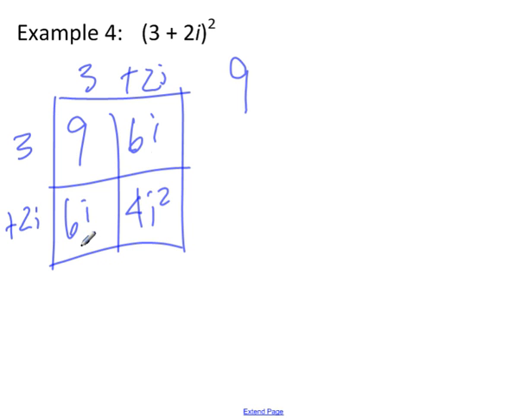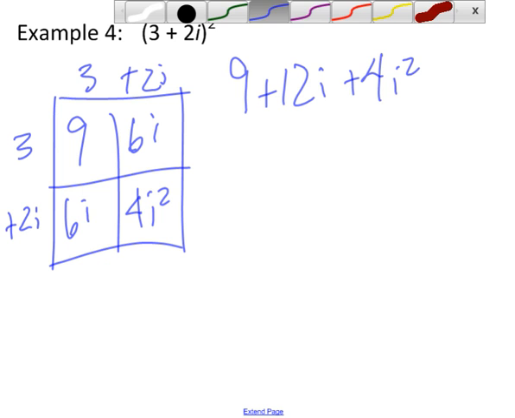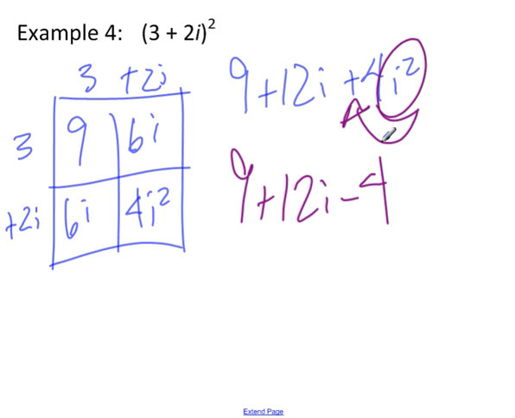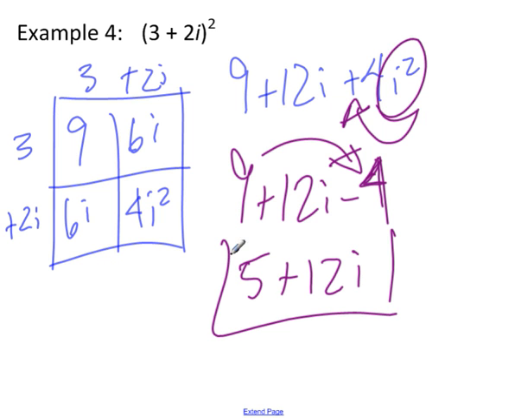So putting things together, 6i and 6i is going to make 12i, and then our 4i squared. But no, we're not done. We're never really done. i squared is going to change this to be a negative, so we really got 9 plus 12i minus 4, and that's how we get rid of that i squared. So now we can do 9 minus the 4 and get 5 plus 12i as our final answer. These things should always have just two things going on, our normal constant number and then our number with the i stuck on the back.